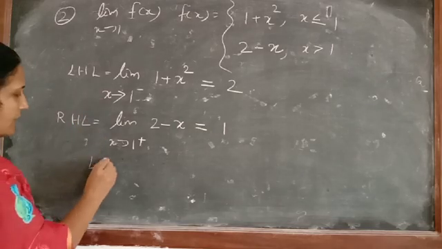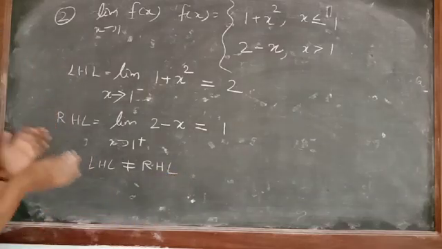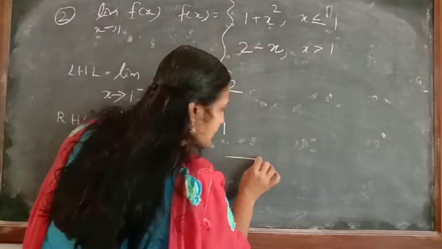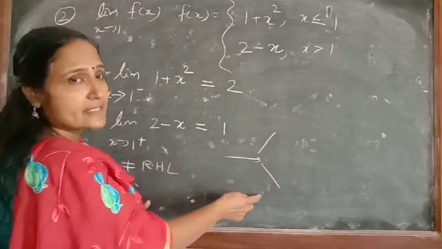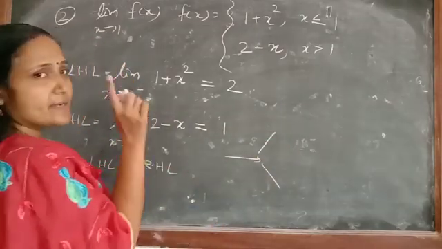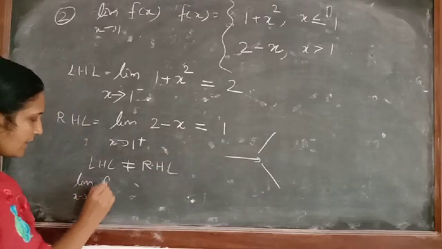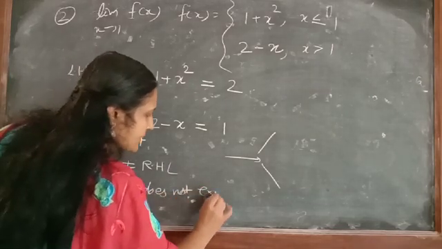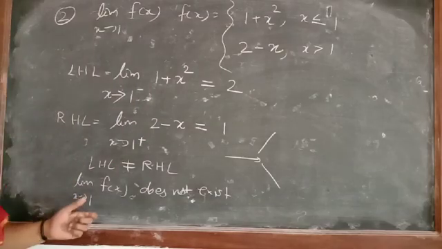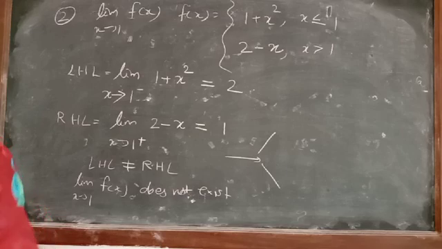Means left hand limit not equal to right hand limit. Means when the value of x is approaching 1, we are getting two different values for f of x, which means the limit at that point does not exist. So just write down here limit x tends to 1, f of x does not exist. The limit will exist if both left hand limit and right hand limit are equal. Okay. Now the next question.